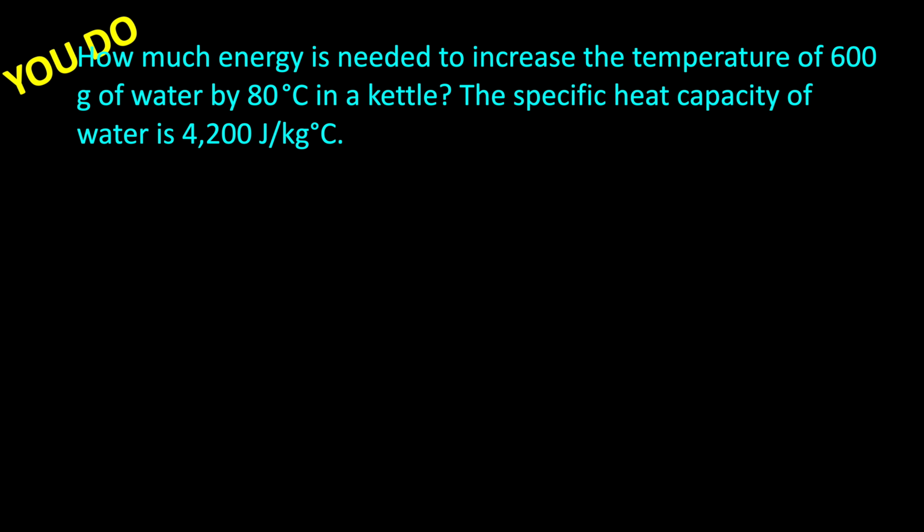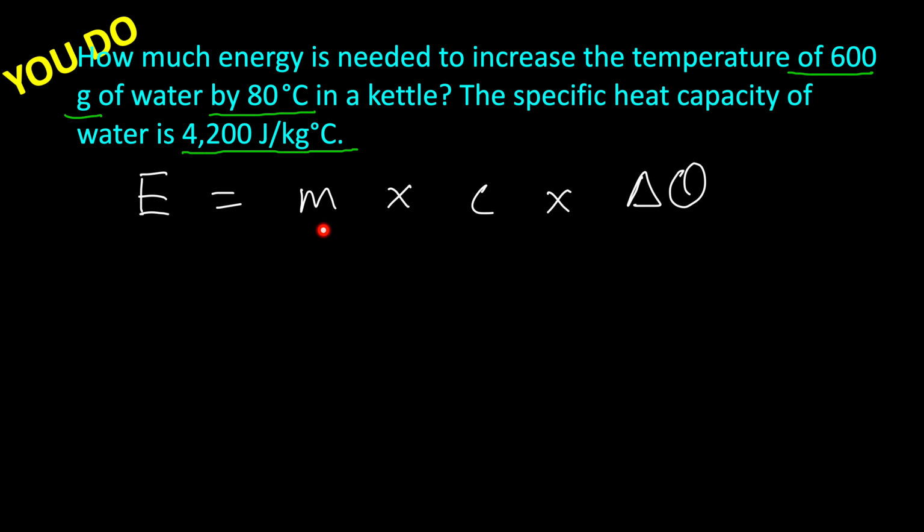How much energy is needed to increase the temperature of 600 grams of water by 80 degrees Celsius in a kettle? The specific heat capacity of water is 4,200 joules per kilogram Celsius. Now the first step in solving this question is to write the equation. Energy is equal to mass times specific heat capacity times the change in temperature. Now we're going to substitute into this equation. We don't know energy, and that's what we need to calculate, so we'll leave that as E.